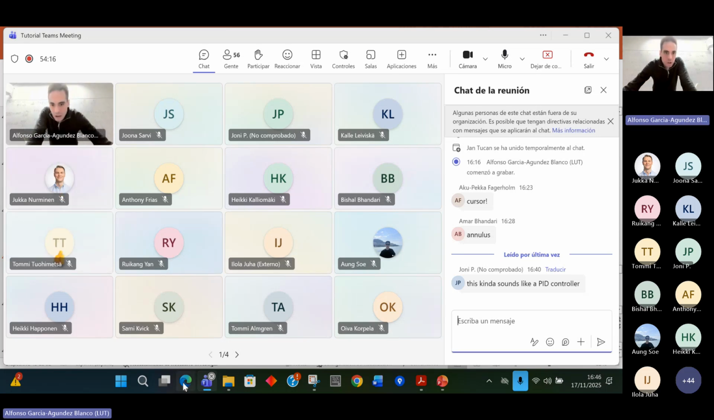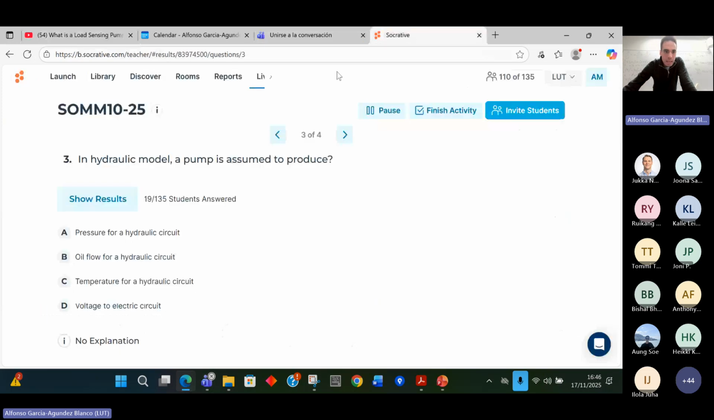Perfect. So now let's go to the quiz. It's available, no? Yes. Okay. So just in case that some of you don't have it, in a hydraulic model, a pump is assumed to produce, and the options are pressure for a hydraulic circuit, oil flow for a hydraulic circuit, temperature for a hydraulic circuit, and voltage for an electric circuit.